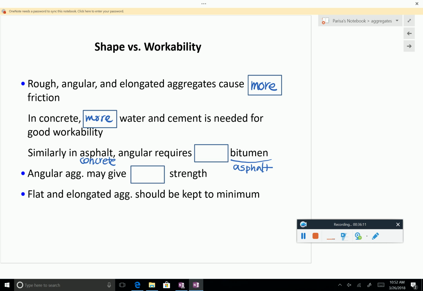What do you think? Less? Why? It's not about compaction. If you have asphalt concrete or concrete, you have aggregates and you glue them. In concrete you use cement, in asphalt concrete you use asphalt binder. So if you have angular aggregates, do you think you will need more asphalt or less?